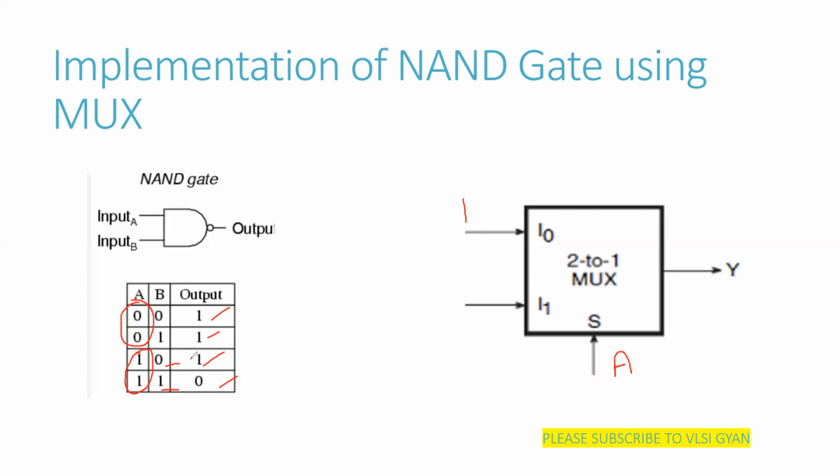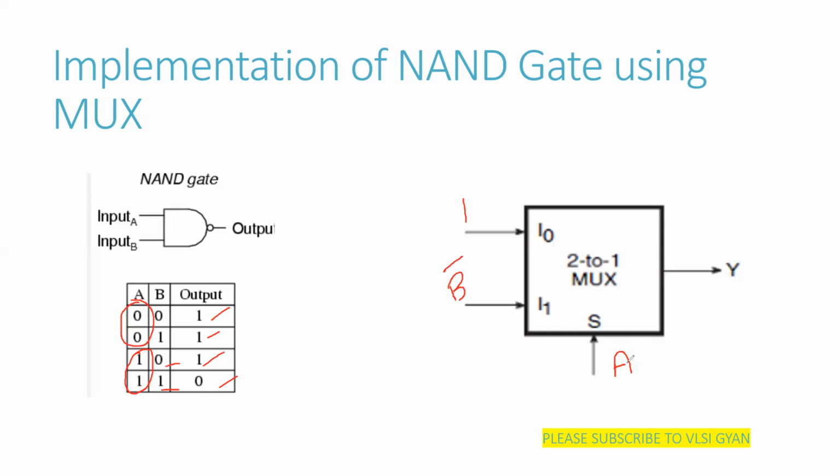So when B is 0, the output is 1. When B is 1, the output is 0. Means what is happening here? It is complemented. B is complemented. So when A is 1, we get the output as B bar. So that is what we have done here.